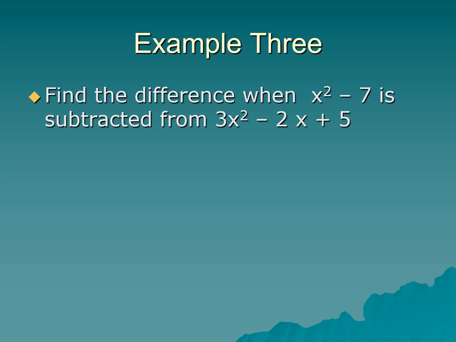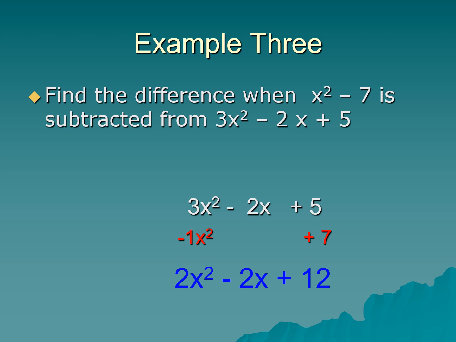When you subtract from, the from comes first. So the 3x squared minus 2x plus 5 is going to be on top. Then you change the signs of everything being subtracted. So I change the sign of the x squared, I change the sign of the -7, and now it's an addition problem. 3 minus 1 is 2, the -2 plus 0, and the 5 plus 7. So you get 2x squared minus 2x plus 12.